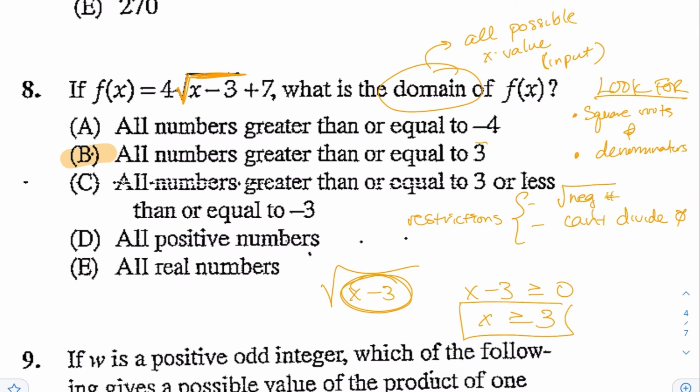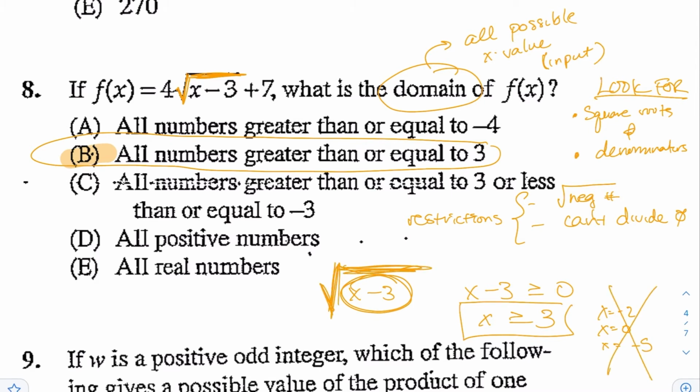So that's choice B. You can't put x equals -2, x equals 0, or x equals -5, because that would violate this rule that you can't do a square root of a negative number. So just look for these restrictions here when you have the domain. So look for, again, square roots and denominators. Specifically, you can't take the square root of a negative number, and you can't divide by 0.